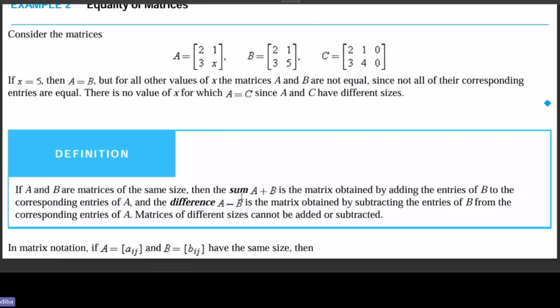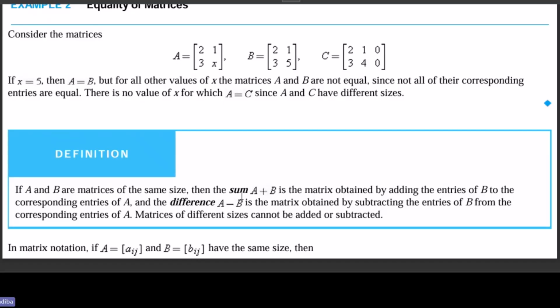Please, let's come to this definition. This definition is saying if matrix A and matrix B are matrices of the same size, then the sum A plus B is the matrix obtained by adding the entries of B to the corresponding entries of A. And the difference, A minus B, is the matrix obtained by subtracting the entries of matrix B from the corresponding entries of matrix A. Please take note that matrices of different sizes cannot be added or subtracted.